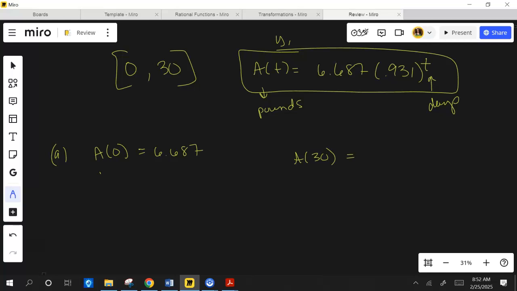Average value and average rate of change are different, okay? But I'm using my calculator to do it. I'm not going to waste time going 6.687 times 0.931 to the 0 and then doing it to the 30. Instead I'm using my calculator.